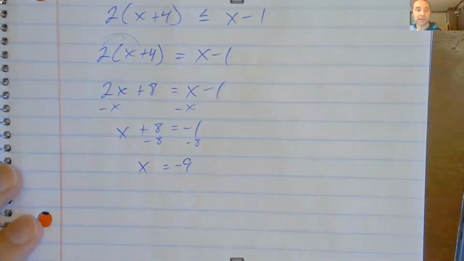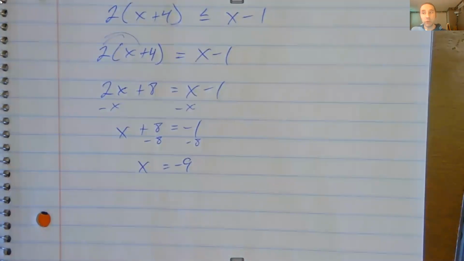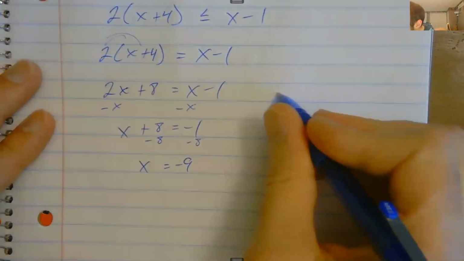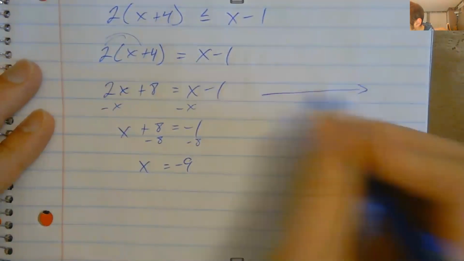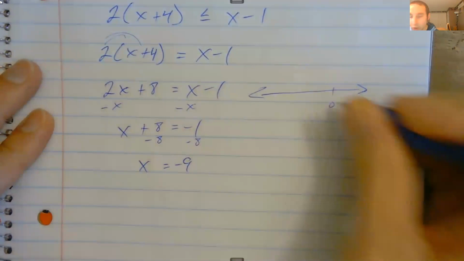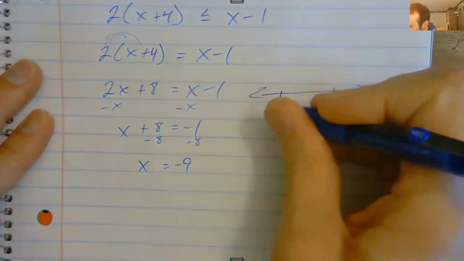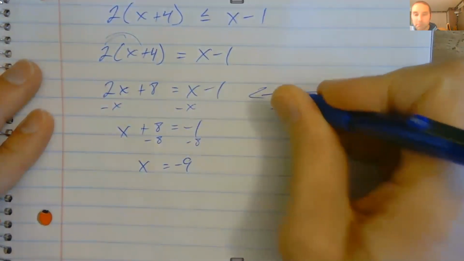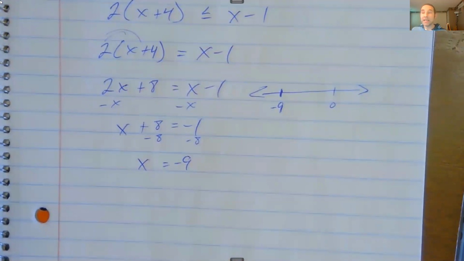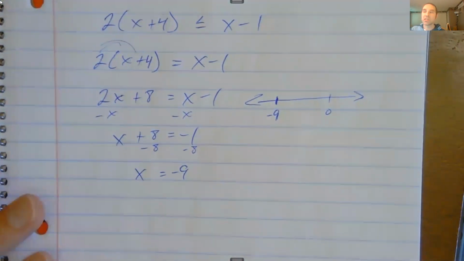I recall from our last video that what we've just found is a boundary point. So that x equals negative 9, that's our boundary. On a number line here, I could put 0 way over here if I want, and then negative 9, there you go, there's our boundary point. And what we need to do then is test some values on either side of that, to see which side of negative 9 will make our original inequality true.